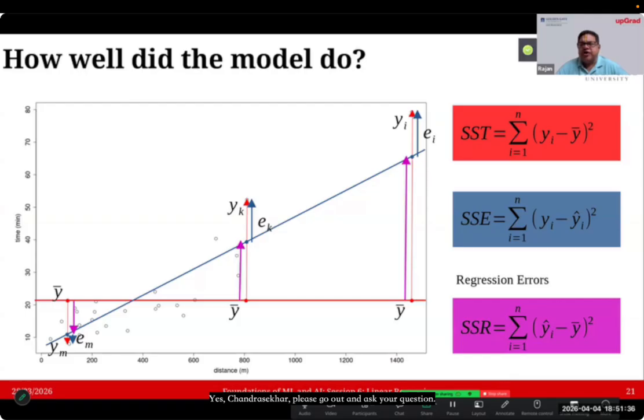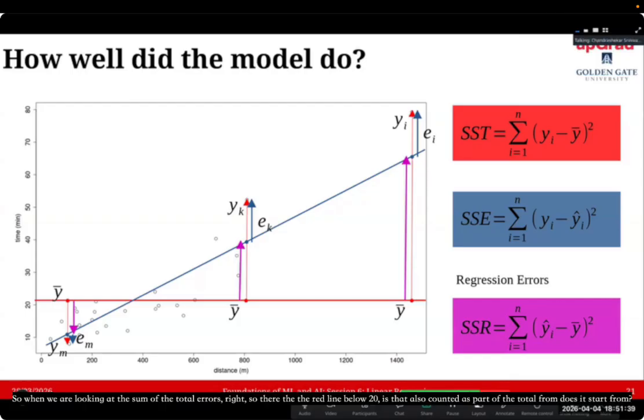Yes, Chandrasekhar, please go ahead and ask a question. So when we're looking at the sum of the total errors, is a particular variable dependent upon other variables also counted as part of the total? Does it start from here?